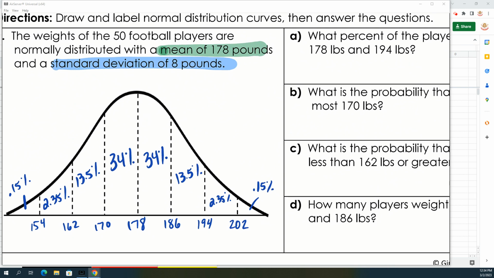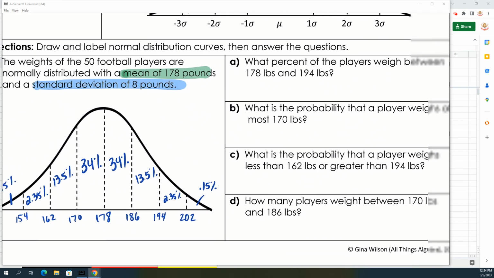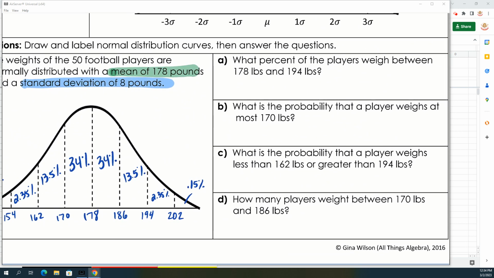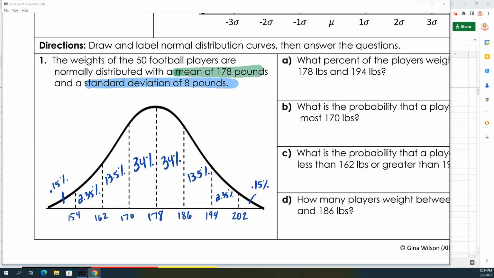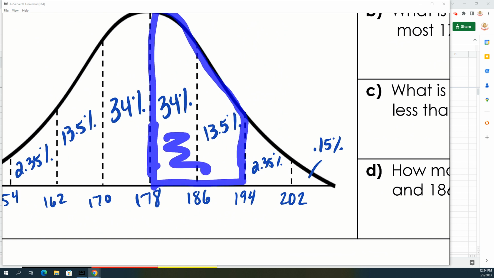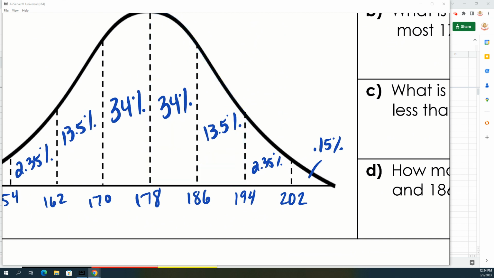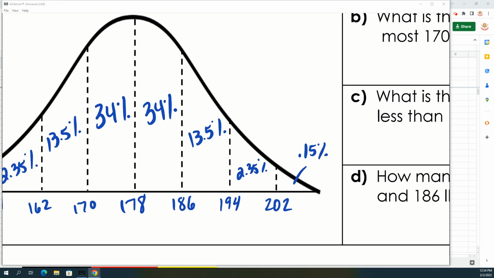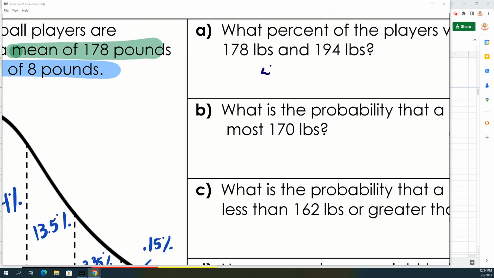Now we're going to answer some questions about the situation with the weight of the football players. So A asks, what percent of players weigh between 178 pounds and 194 pounds? All right, so I'm going to use my highlighter. So between 178 and 194, these are the percentages that we're going to add to answer this question. So 34% plus 13.5% is going to be 47.5%.